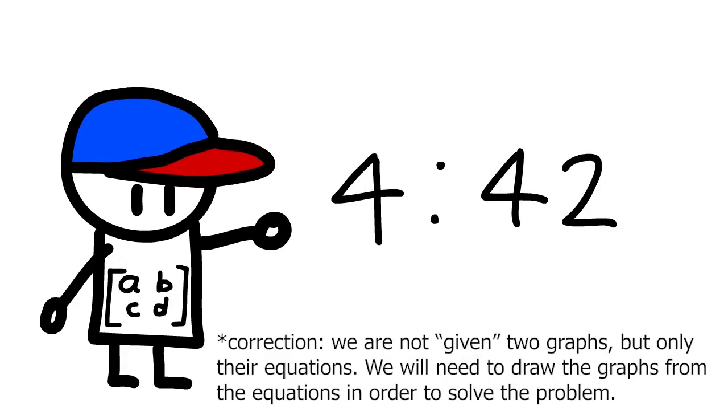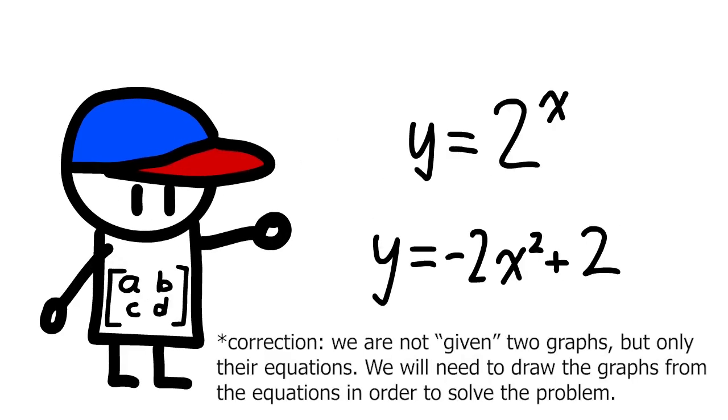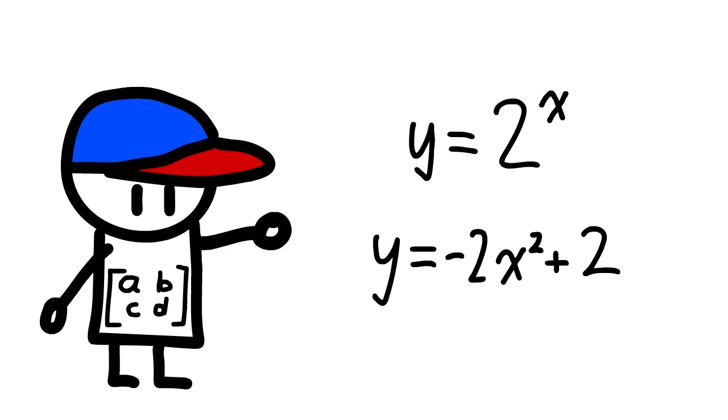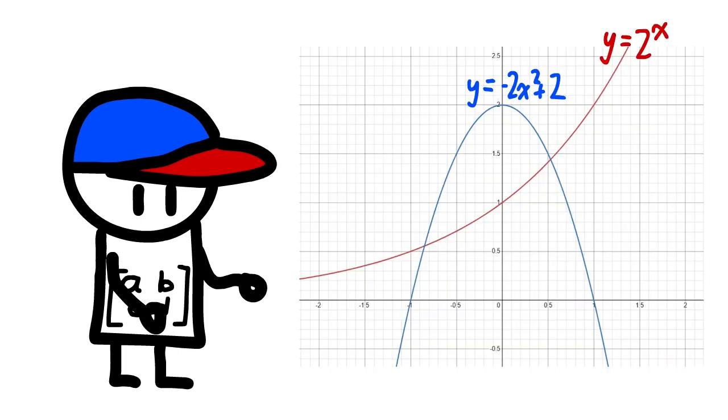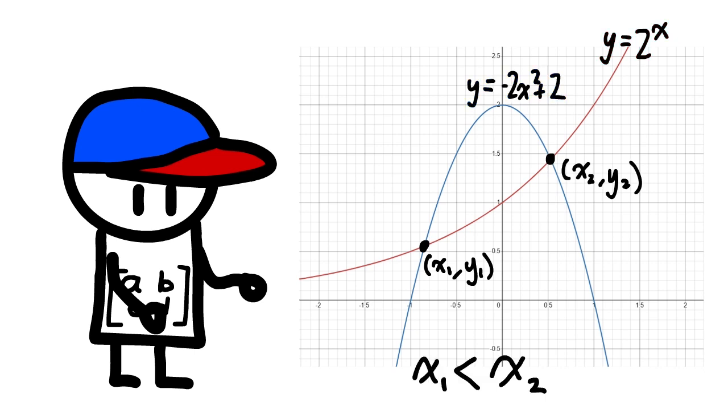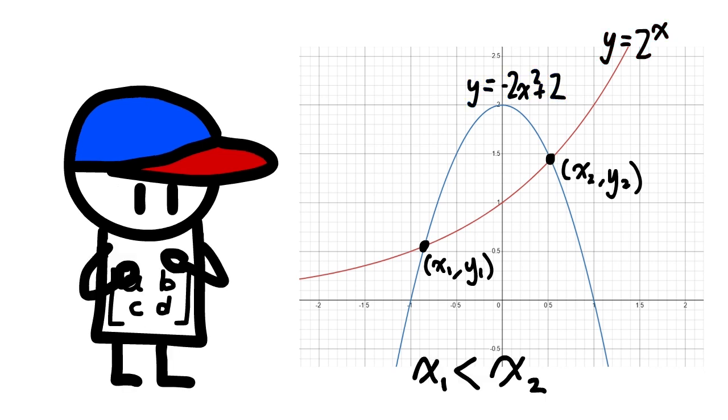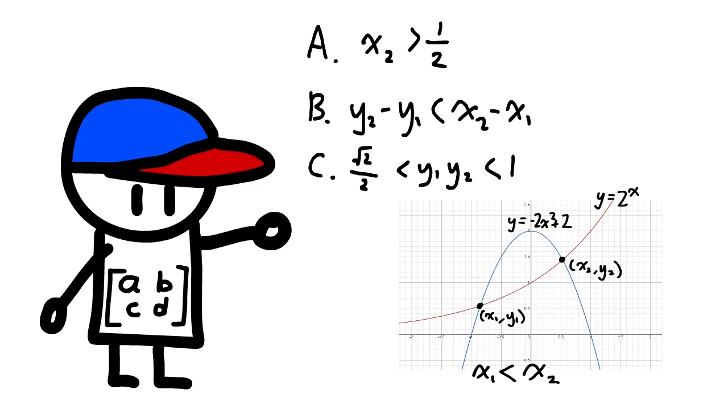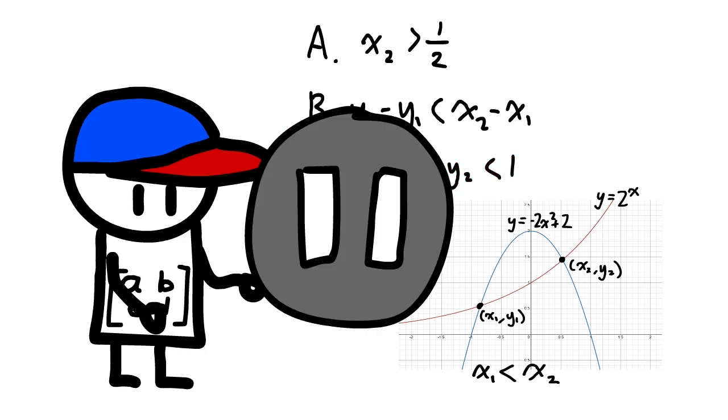We're given two graphs, y equals 2 to the x power and y equals negative 2x squared plus 2. These two graphs intersect at 2 points, (x1, y1) and (x2, y2), where x1 is smaller than x2. And we need to determine which of the following statements are true. A, x2 is greater than 1/2. B, y2 minus y1 is smaller than x2 minus x1. And C, square root of 2 over 2 is smaller than y1 times y2, which is in turn smaller than 1. Feel free to pause and give it a go.